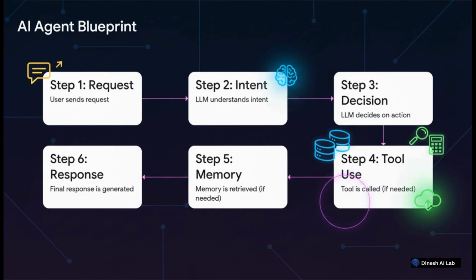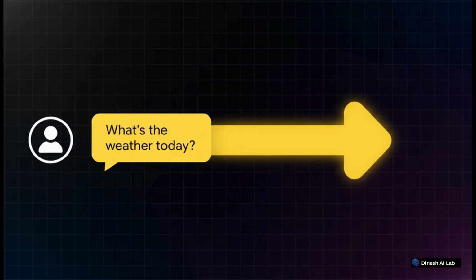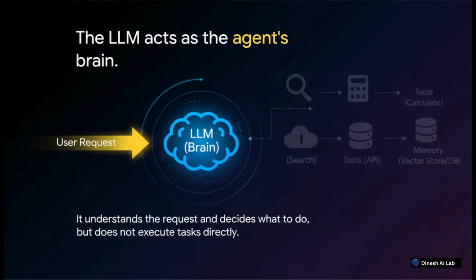Okay, step 1. Everything starts with you. You provide an input, which is just a simple text request. It could be a question, like, what's the weather today? Or maybe a command like, hey, summarize this article for me. That request you just sent, it goes straight to the heart of the system, the large language model. This is the agent's brain, and its main job is simply to understand what you're trying to do.